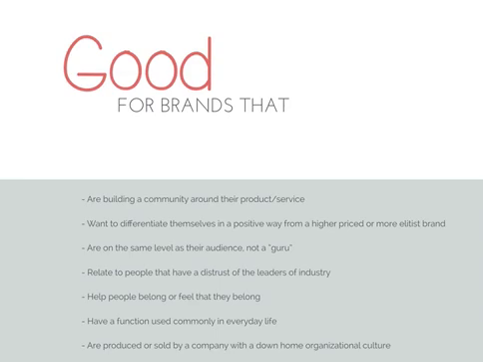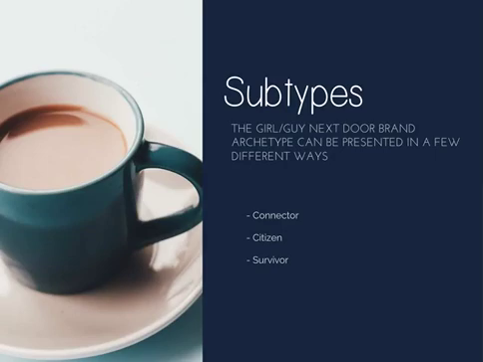And if your company culture is one that is very homey, very friendly, perhaps kind of casual, maybe it's a family business, these types of things commonly show up with the girl or guy next door type. Okay, so let's dive into the subtypes. So it can present in a few different ways. You may be the connector, the citizen, or perhaps the survivor. Let's take a quick look at each of these types.